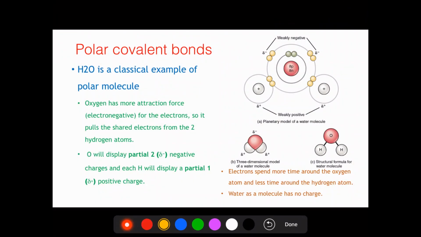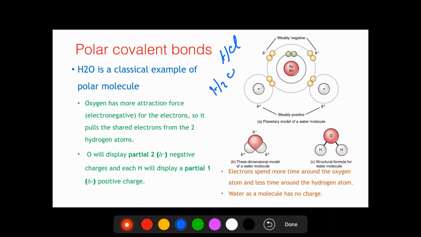Okay, so now we will talk about the hydrogen bond. To understand the hydrogen bond, we can talk again about the covalent bond, and specifically the polar covalent bond. We already talked about the example of HCl. Now let's see another example of a polar covalent bond: water, H2O.